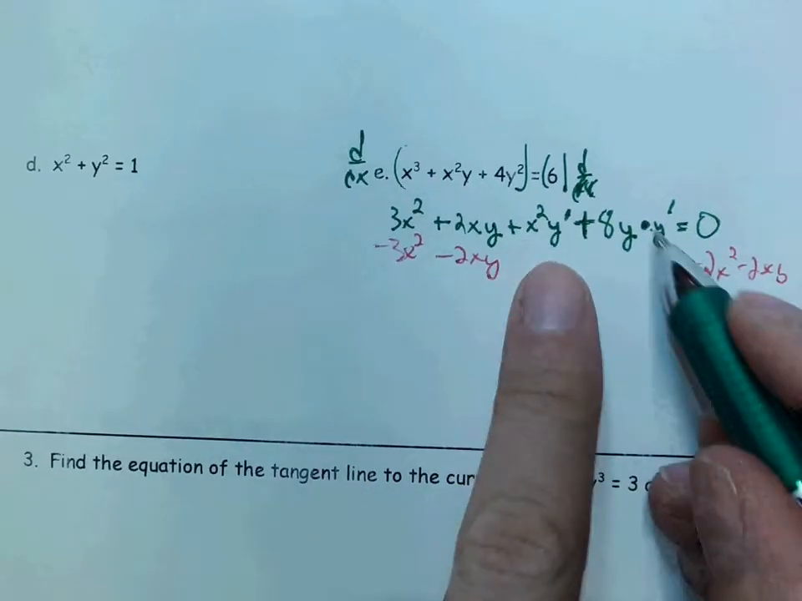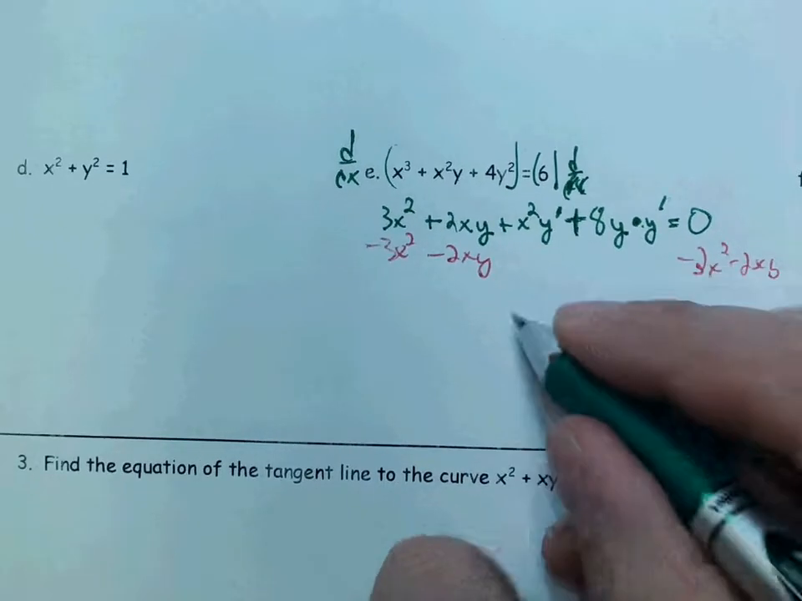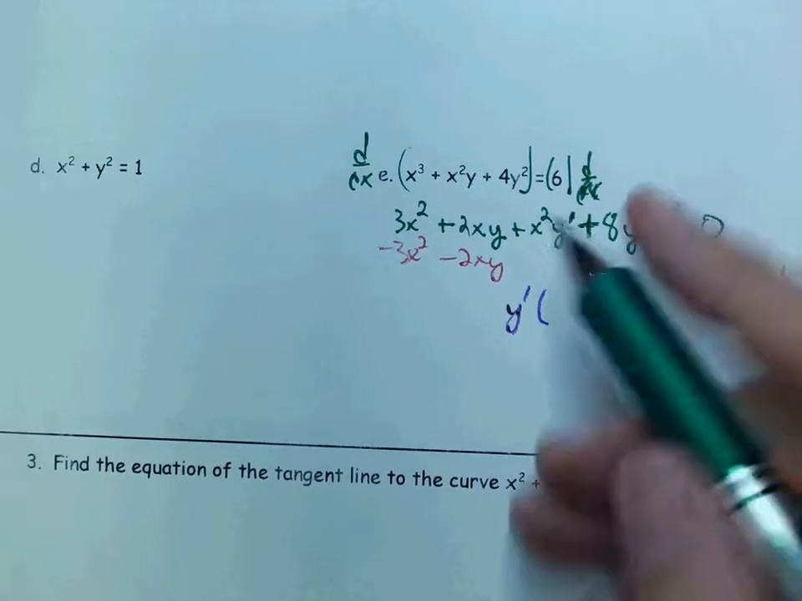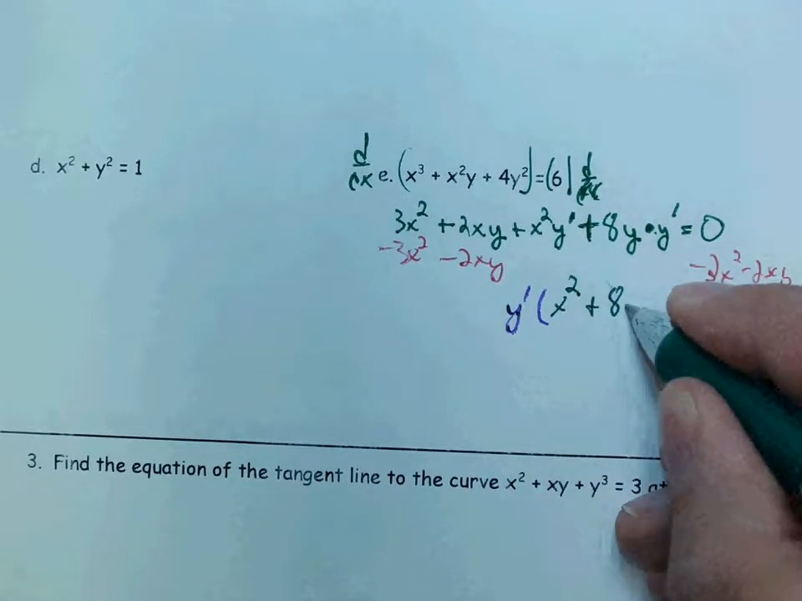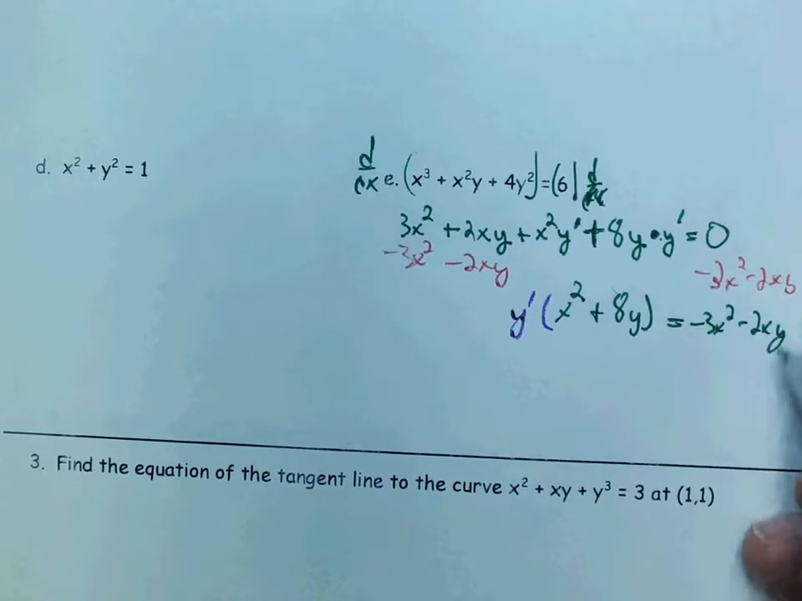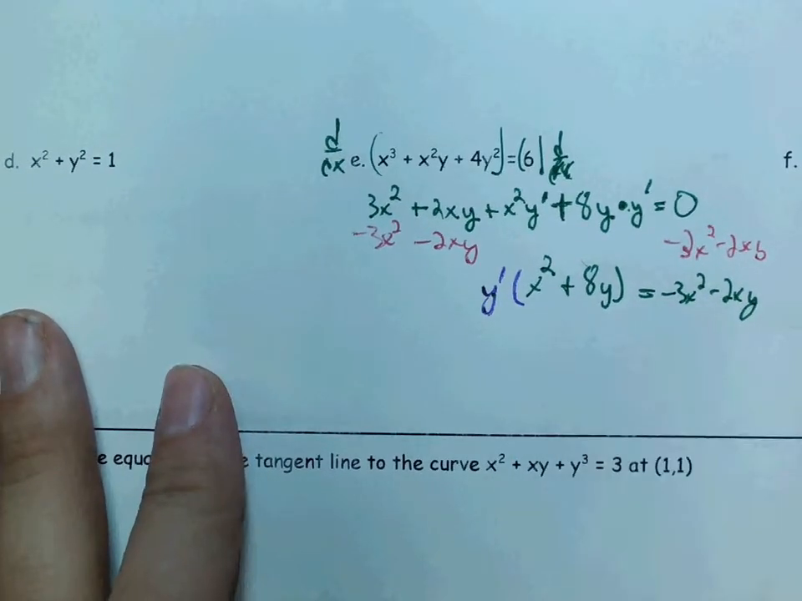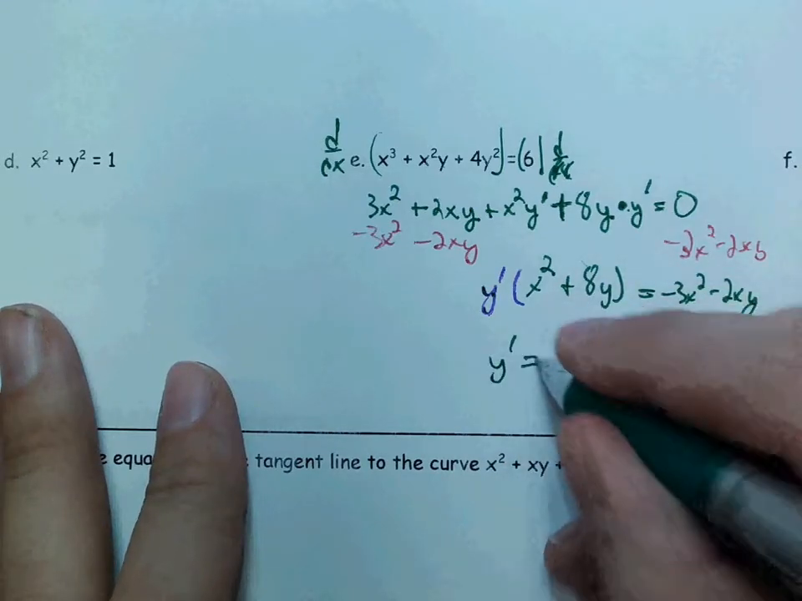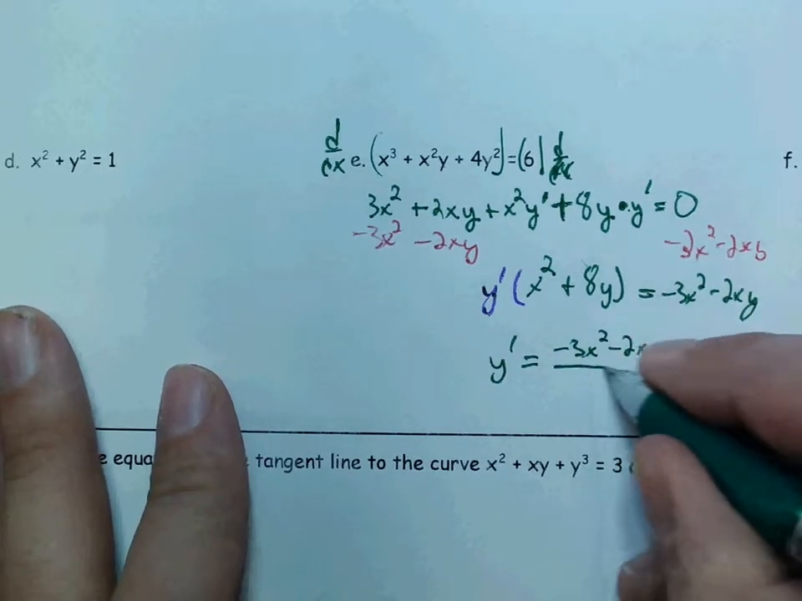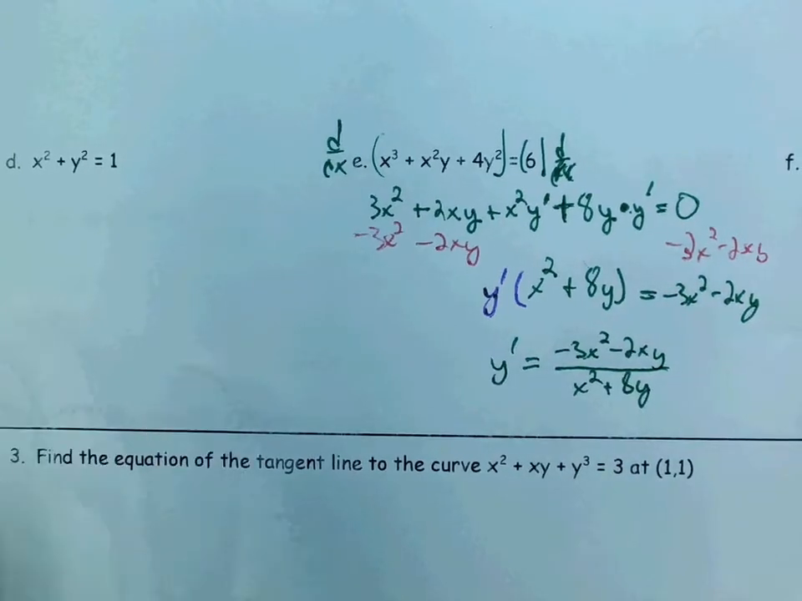And I'm also at the same time going to factor out, since we have nothing but y primes left on this side, I'm going to factor out the y prime. So we get y prime times what's left over from here is x squared plus 8y. And again, on the other side, we've got negative 3x squared minus 2xy. The last step to solve for y prime is, since y prime is being multiplied by something, we divide by it. Y prime is going to equal negative 3x squared minus 2xy, what the right side was equal to, divided by x squared plus 8y. This can't be simplified. This is y prime.